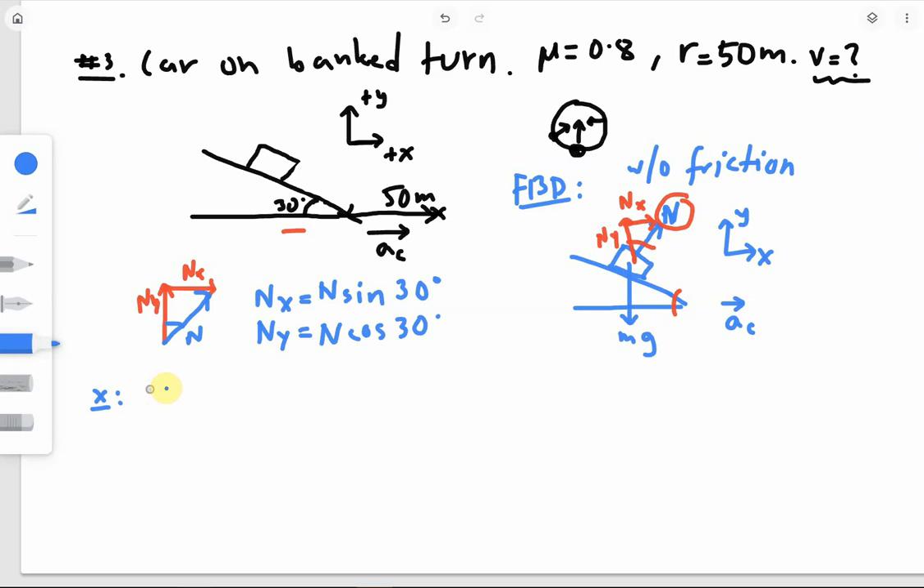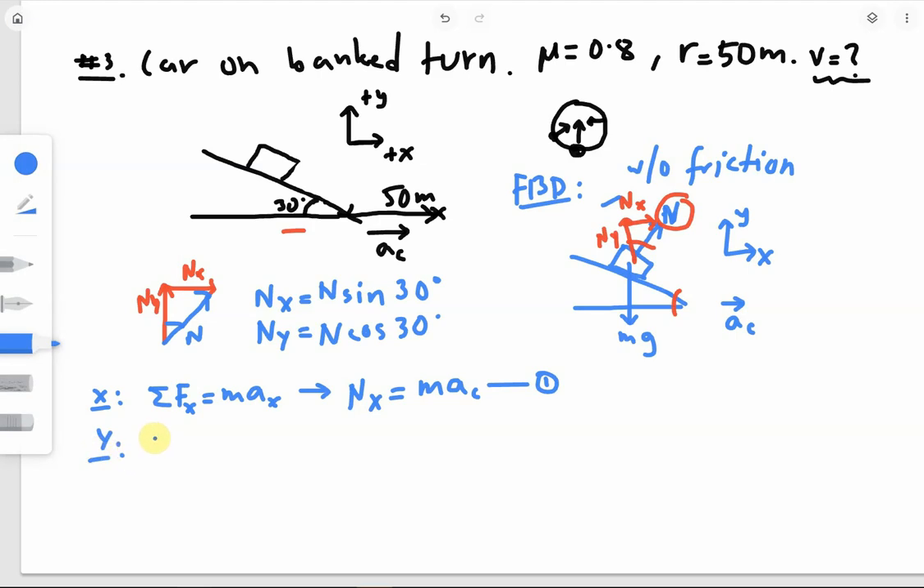In the x direction, what do we have? We will have summation of f in the x direction equals m times a in the x direction, which leads to, what are the forces in the x direction? If we look at our free body diagram, we have nx and nothing else going in the x direction, right? Because our x direction is this way, horizontal. There are no other forces, so we write nx equal to the mass of the car, m times ax. What is the acceleration in the x direction? Remember, it is the centripetal acceleration. Let's keep it as mac. Alright? Now, let's call this equation 1.